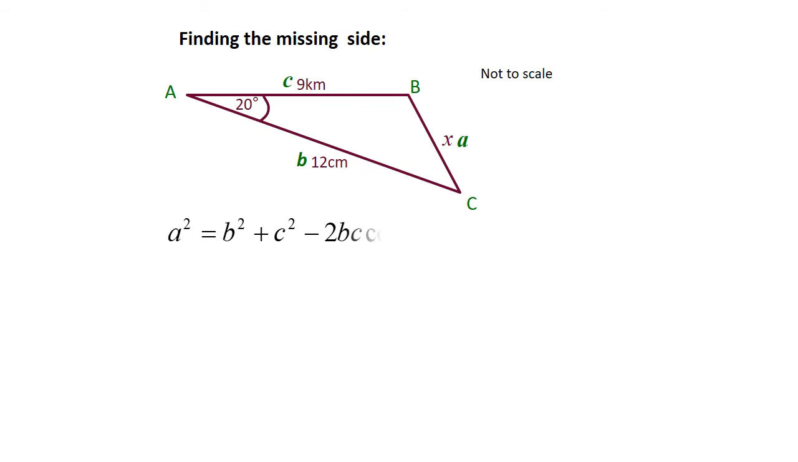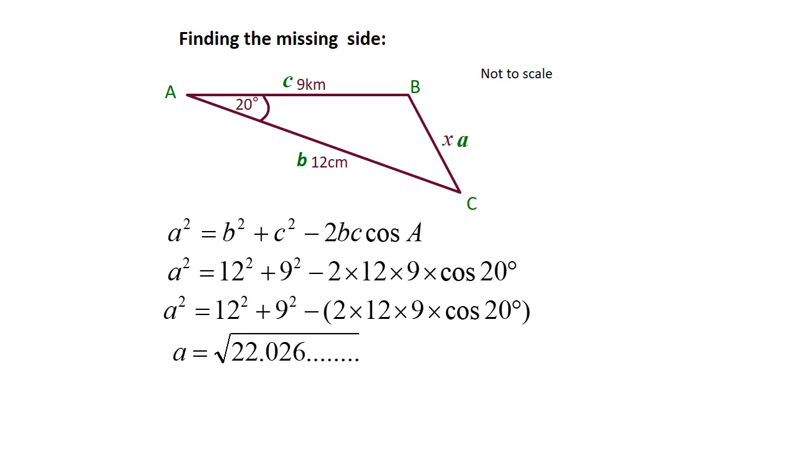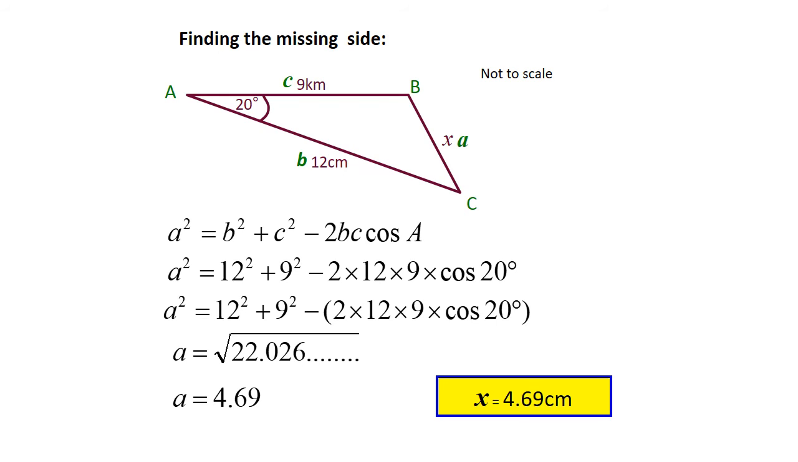So now we can substitute it in. So a squared is going to be b squared, which is 12 squared, plus c squared, which is 9 squared, minus 2 times 12 times 9 times cos 20. Okay, pop that into your calculator, and you'll get the square root of 22.026. Okay, so it's going to be 4.69. Now, one thing I recommend when you do these is always look, does my answer look normal?